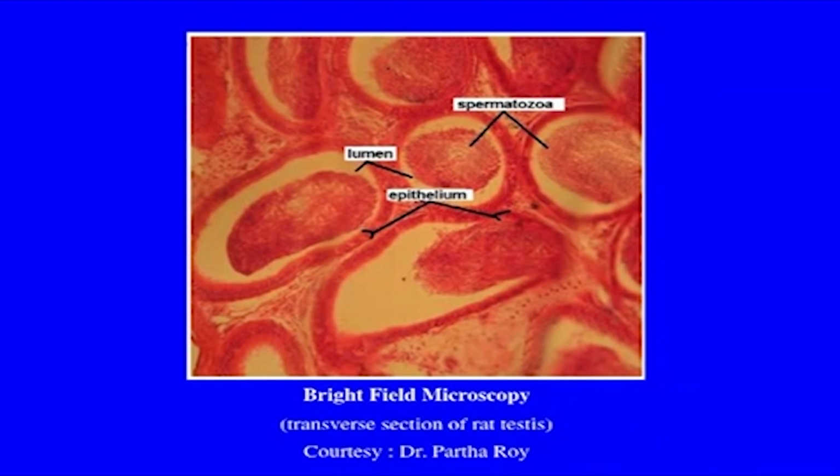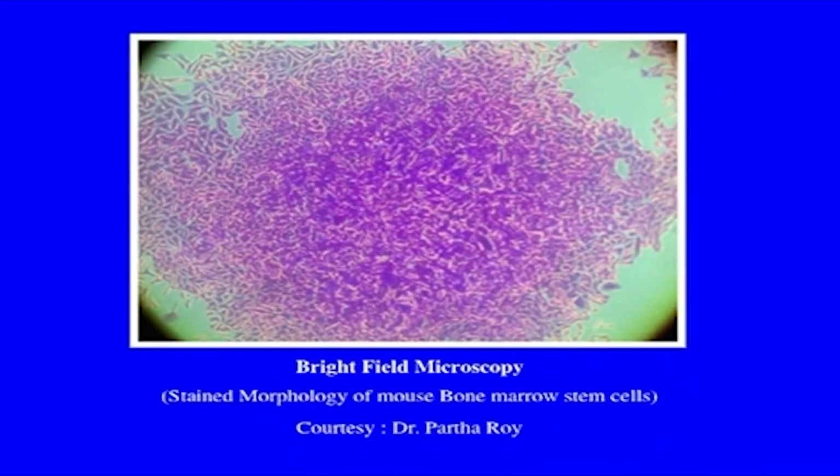So, this is one figure which has been taken by bright field microscopy, and you can see here clearly the spermatozoa, lumen and epithelium, different sections labeled in here. It is a transverse section of rat testis. So, this is bright field microscopy. Now, let us see some of these other images.